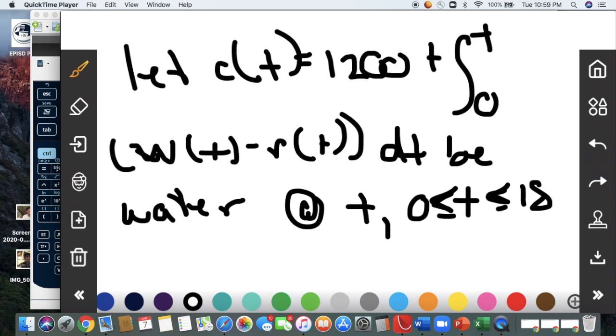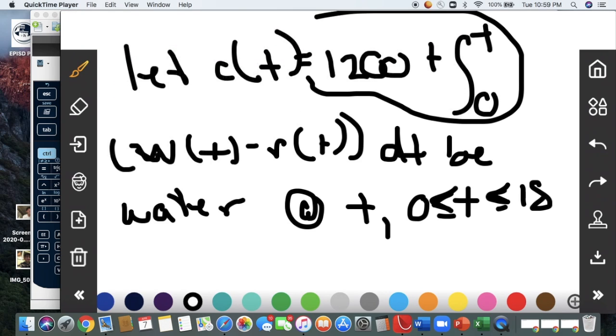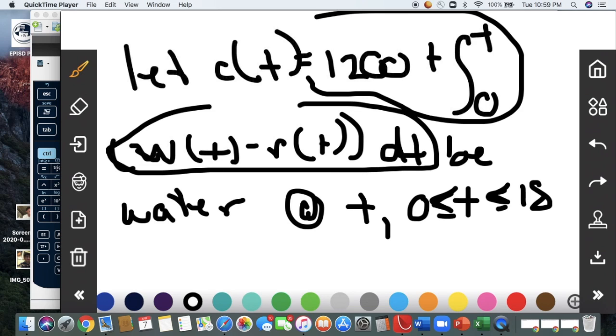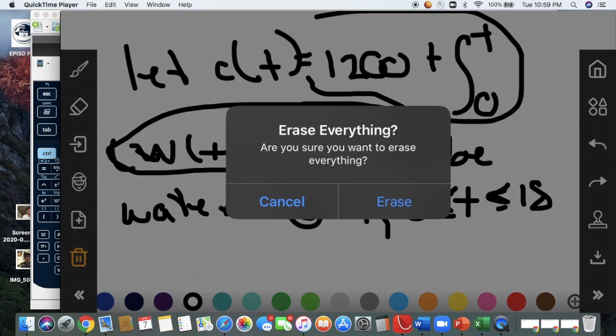Okay? So if you take the derivative of this, you will get C prime of t equaling your initial rate of change that we've been dealing with, right?